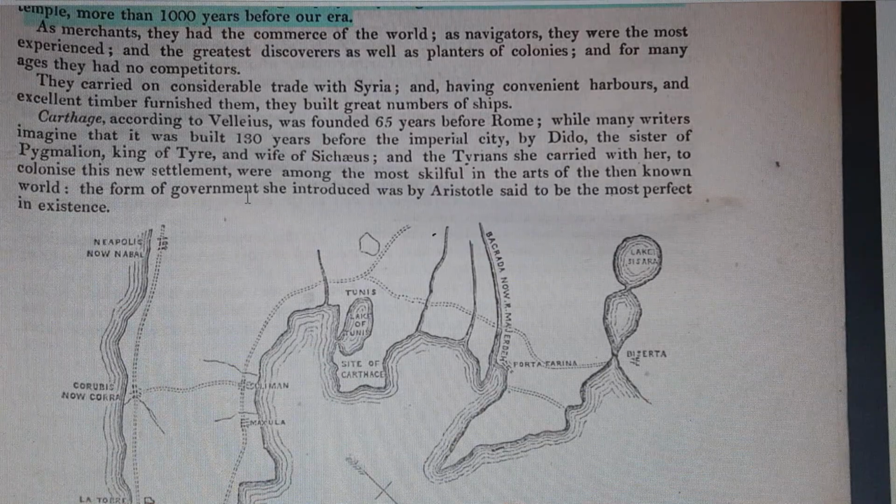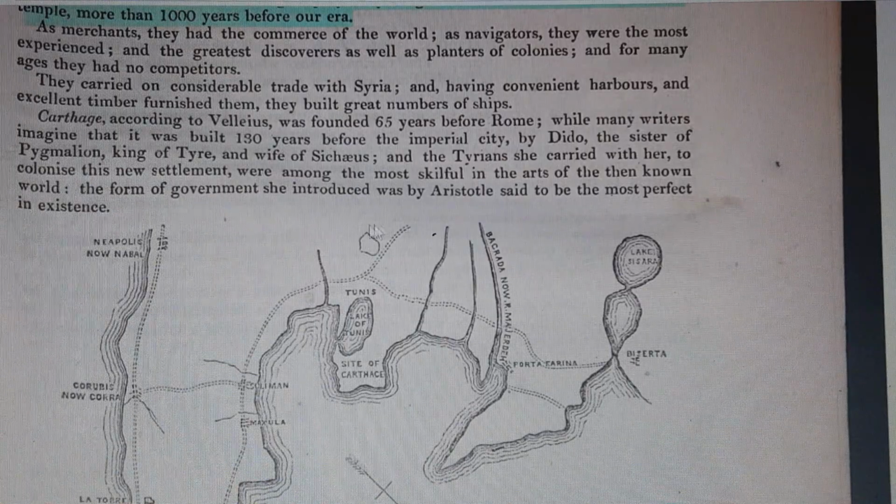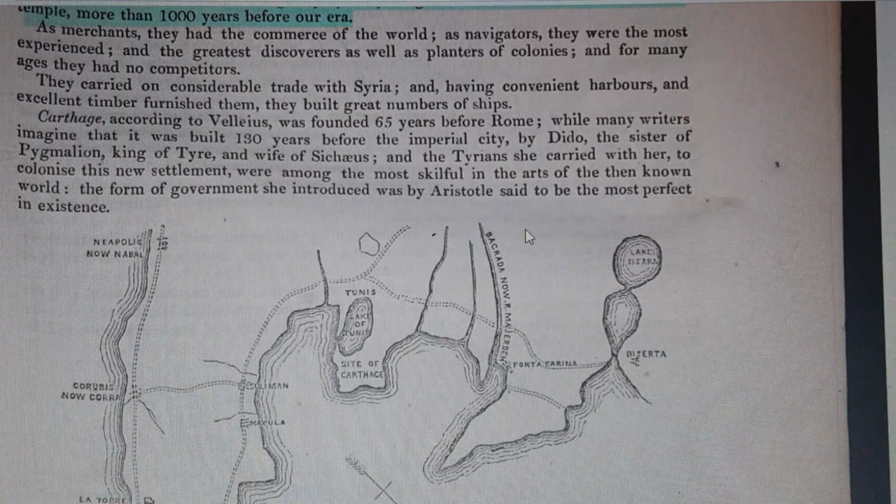Carthage, according to Velleius, was founded 65 years before Rome, while many writers imagine that it was built 130 years before the imperial city by Dido, the sister of Pygmalion, king of Tyre, and wife of Sychaeus. The Tyrians she carried with her to colonize this new settlement were among the most skillful in the arts of the then known world. The form of government she introduced was said by Aristotle to be among the most perfect in existence.